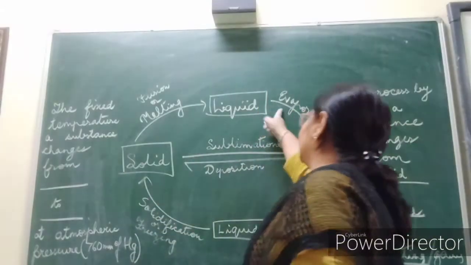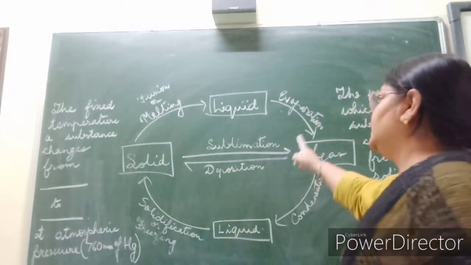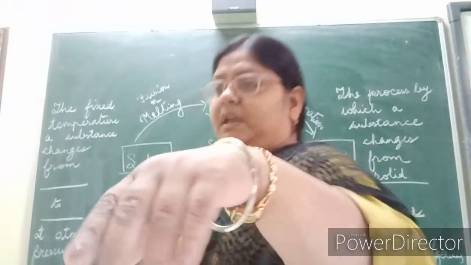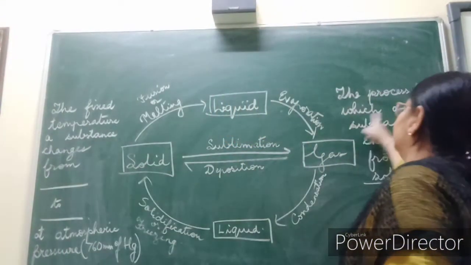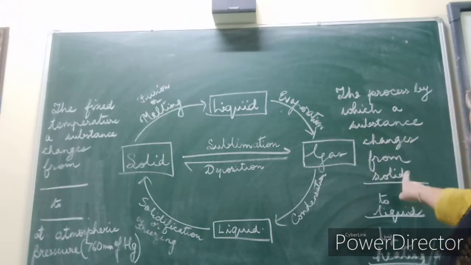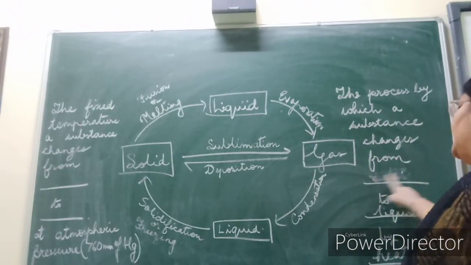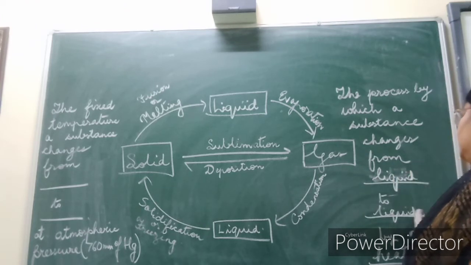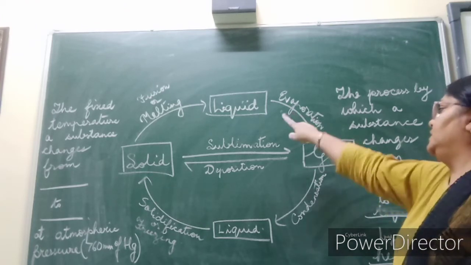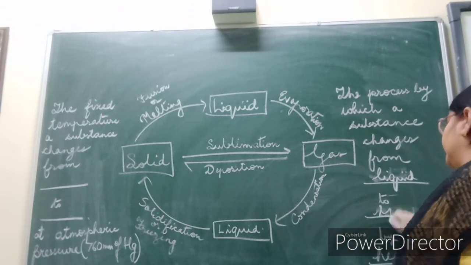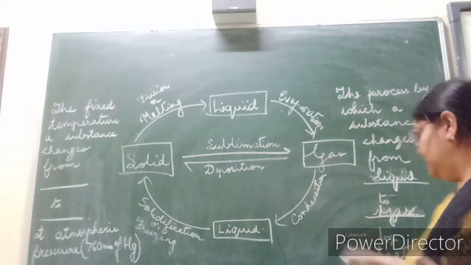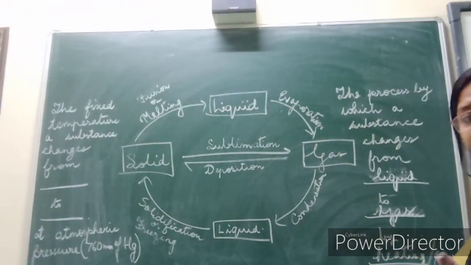Now the next process, evaporation. So here what will be the changes that we need to make? That is the process by which a substance changes from liquid to gas. How does the liquid to gas change occur? Again, by heating or by gaining energy.